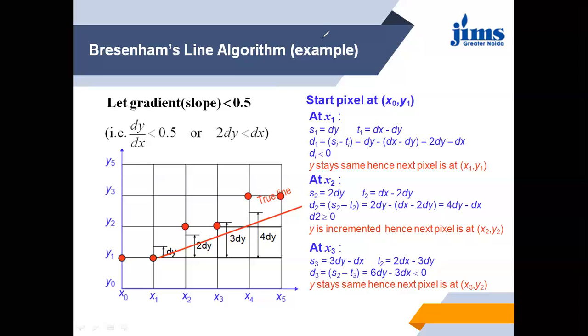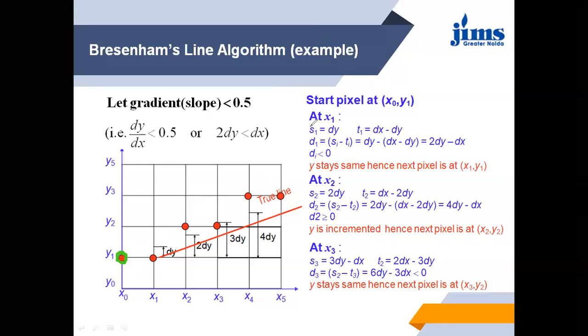So there are three cases. Suppose my starting point is x0, y0. This is the point I draw. I have to find out the next point.